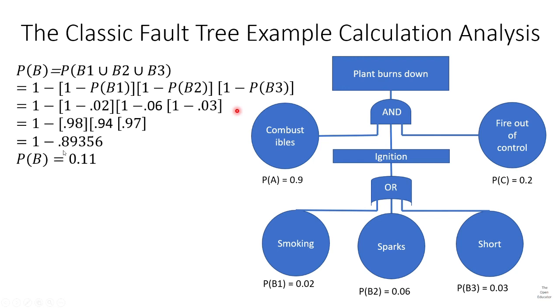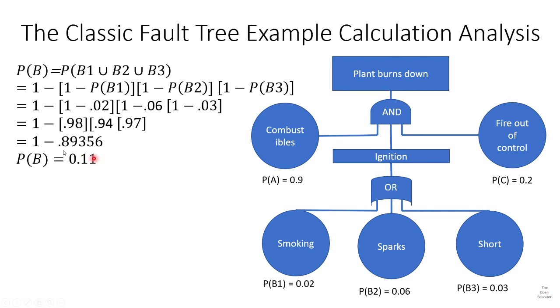substitution. Okay, so for B1 is 0.02, B2 0.06, and B3 is 0.03. So if you already have the product of these scores, you're going to subtract it from 1. 1 minus 0.89356 will result to probability of B is 0.11.